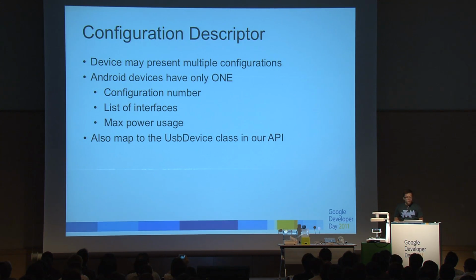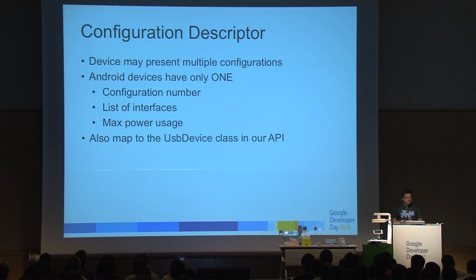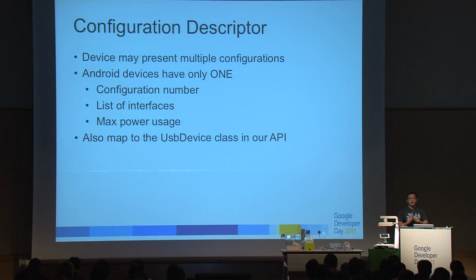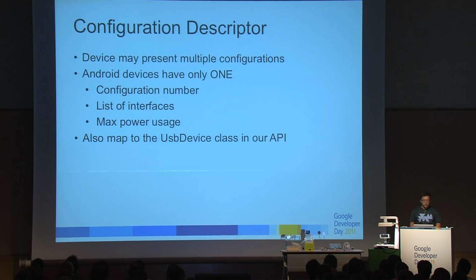Next, the configuration descriptor. So a device in the USB world can present multiple configurations, but for Android accessory, there's only one configuration. And within that configuration descriptor, it also lists the interfaces. It could be more than one. And also it specifies the maximum power usage this accessory requires. So again, we mapped all this information into the USBDevice class in the Open Accessory API.